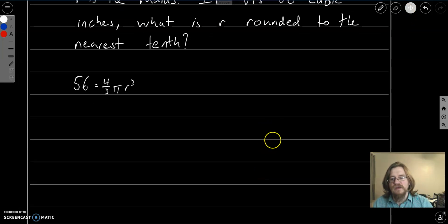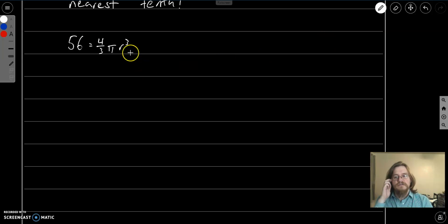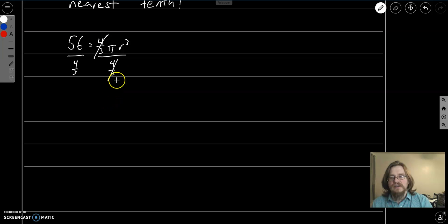And again, the way that I want to approach this is I want to figure out what r is. So I need to get r by itself. And we have this pesky 4/3 multiplying pi multiplying r cubed. So instead of multiplying, I want to divide both sides by 4/3. And by dividing by 4/3, we'll notice that this cancels out on this side. So what am I left with? I'm left with pi times r cubed. And then on this side, I have 56 divided by 4/3.